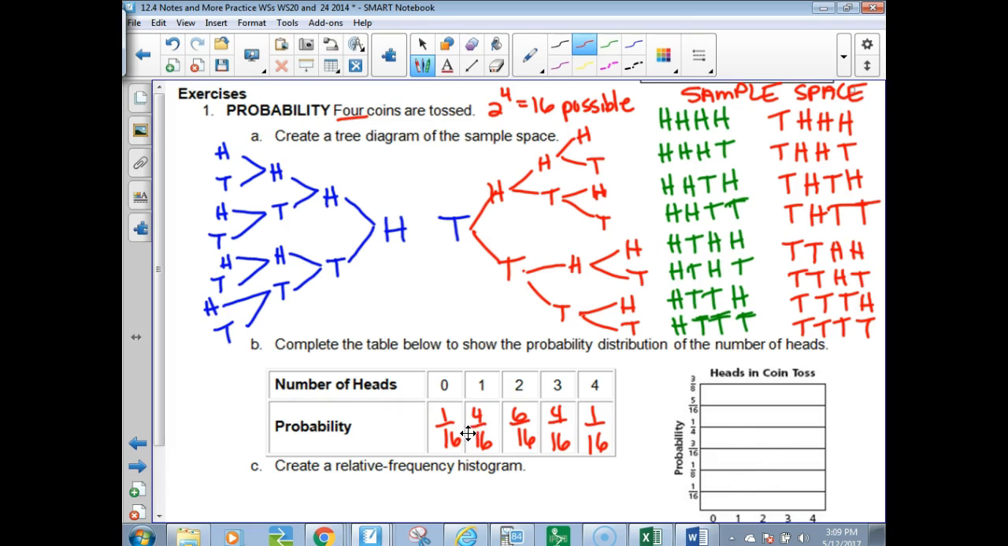Now, if you note that if you added these all up, 5, 11 plus, you get 16. All of these probabilities add up to 1.